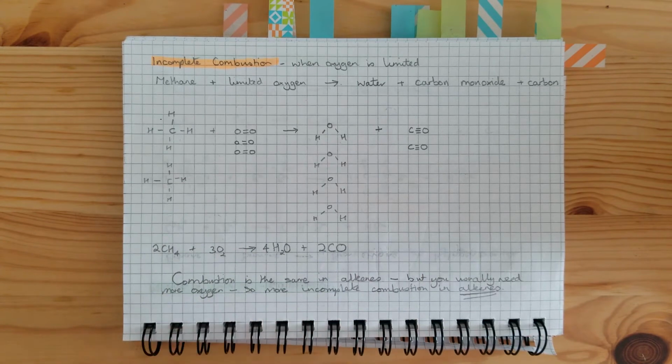Last note, combustion works exactly the same in alkenes. So if you have enough oxygen, if you have excess oxygen, you will have complete combustion. If you don't have enough oxygen, you will have incomplete combustion. Something to note, usually with an alkene, you will need more oxygen per alkene molecule. So this tends to lead to more incomplete combustion happening with alkenes, and usually a smokier flame, but that's only a general trend. So let's have a quick look at the models with incomplete combustion.